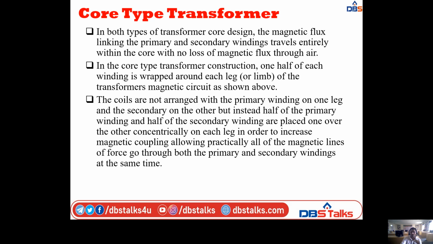The coils are not arranged with the primary winding on one leg and the secondary winding on the other, but instead half of the primary winding and half of the secondary winding are placed one over the other concentrically on each leg, in order to increase the magnetic coupling, allowing practically all of the magnetic lines of force to go through both the primary and secondary windings at the same time.